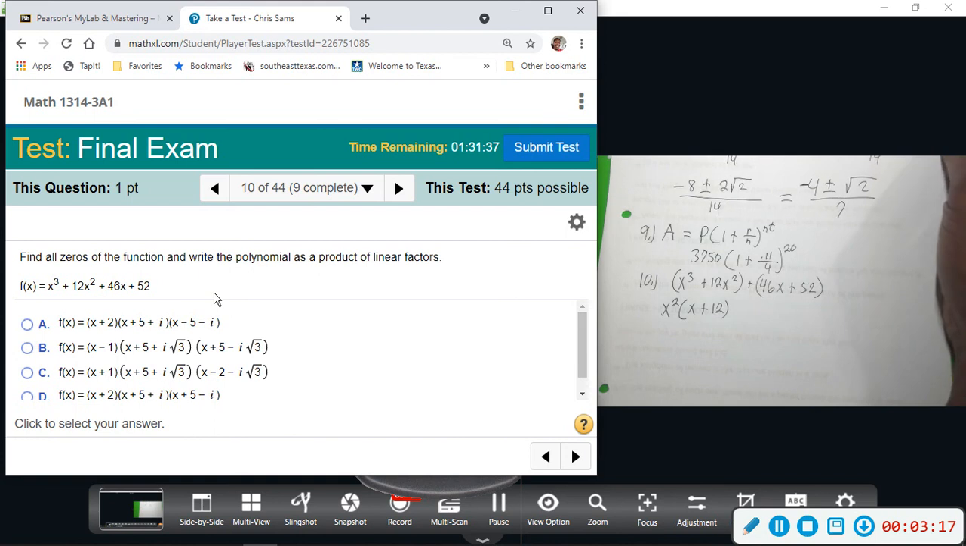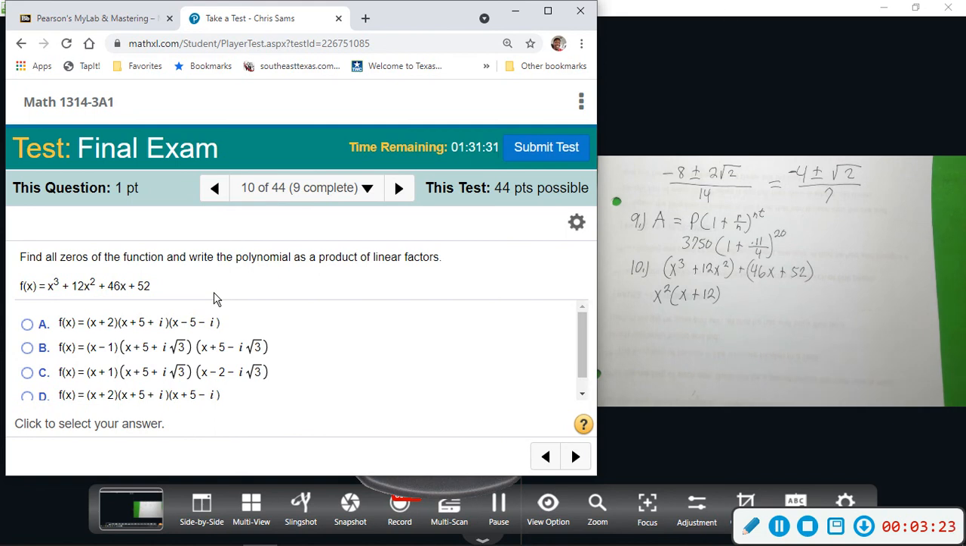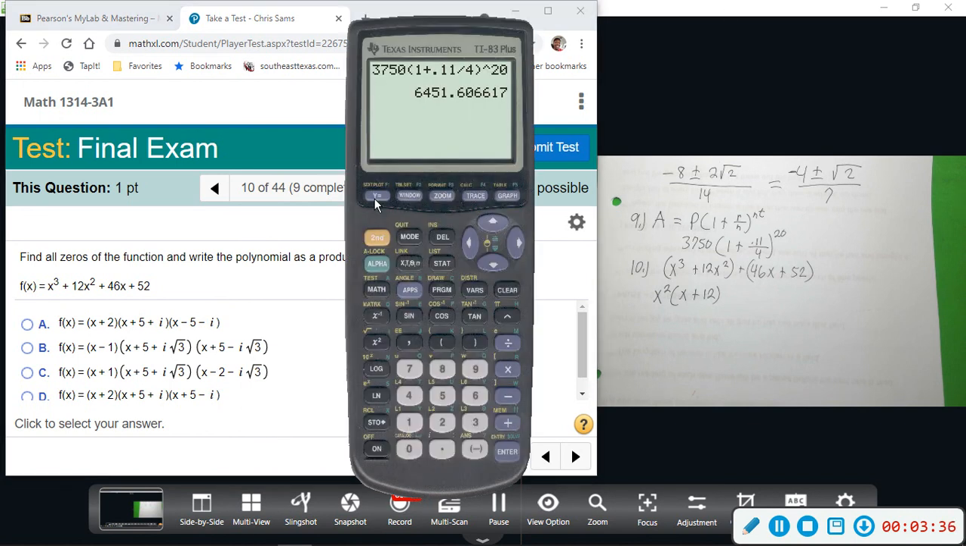synthetic division. We need to find possible zeros. To simplify this process, because it could be quite tedious, you'd have to do those rational zeros. So 52 divided by 1 and list all the factors of 52, and then you've got to try all those. I would suggest you take your graphing calculator and clear out what you have and just graph this function.